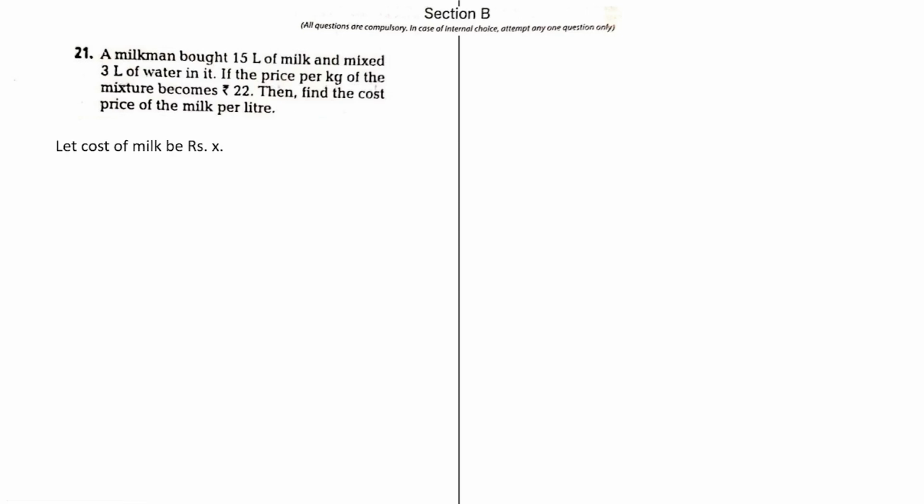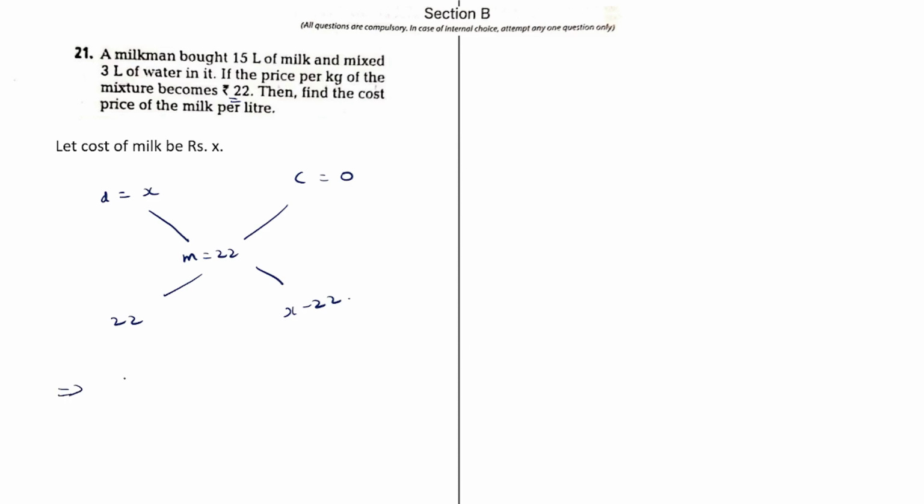So here let the cost of milk be x, and we know that the cost of water will be 0. So here we have the dearer quantity D equal to x and the cheaper quantity, water, whose price is 0. It is given that the price per kg of the mixture becomes 22, so the mean price M is equal to 22. So here we have M minus C, which is 22, and D minus M, which is x minus 22.